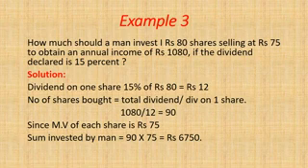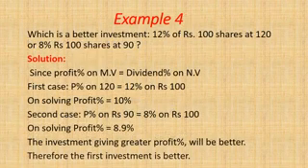Since the market value of the share is rupees 75, therefore the sum invested by the man is equal to the number of shares multiplied by the market value of the share, that comes 90 multiplied by 75. It is equal to rupees 6,750. Now proceeding to the next example.